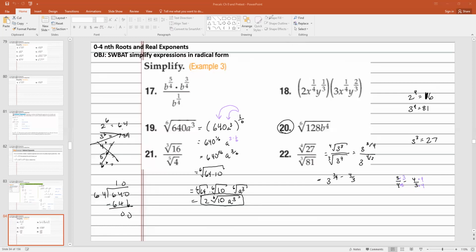And when you do that, you get 9/12 minus 16/12 equals negative 7/12.